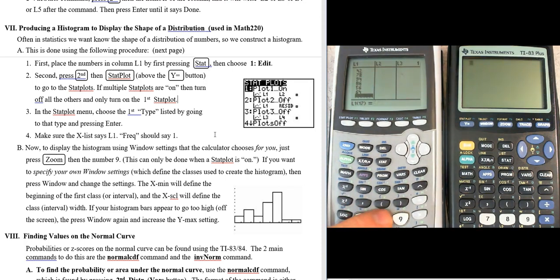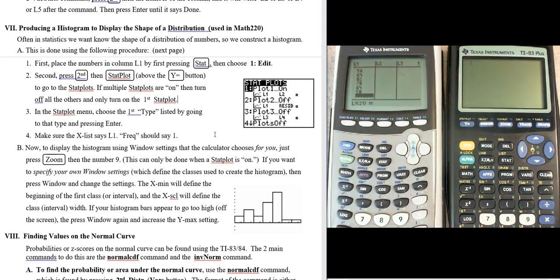All right, so I've got a bunch of numbers. Let me put in one more number to make 20 numbers. So I'll go 58. All right. So I've got a bunch of numbers in here now.